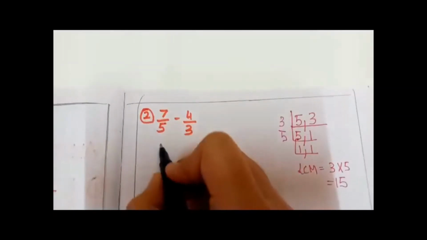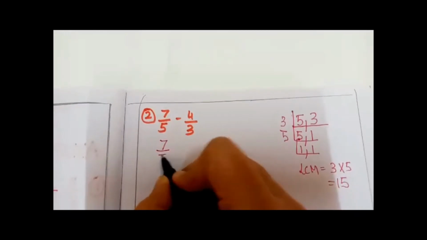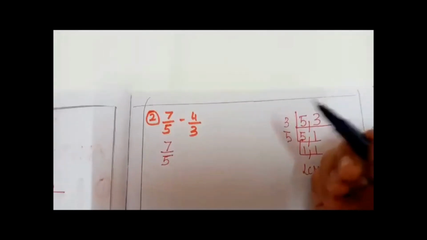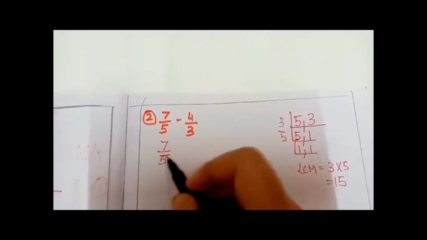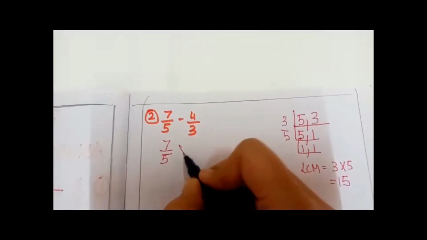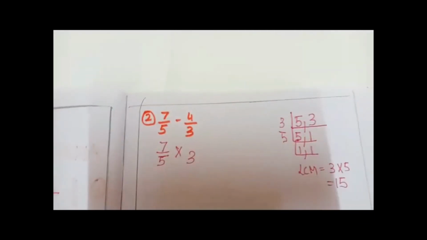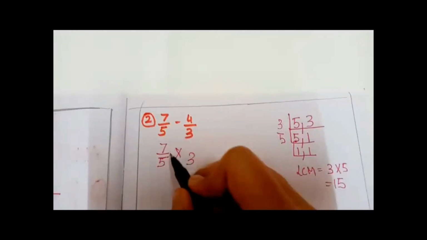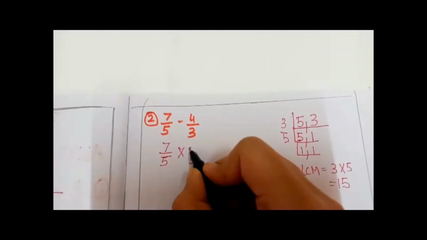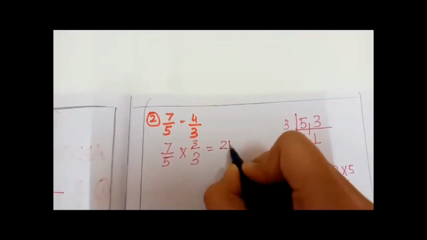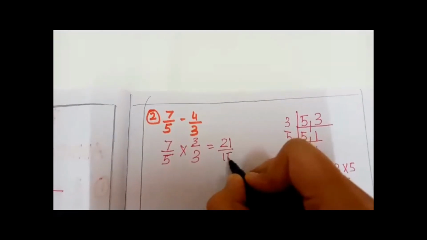So we have to convert both these fractions with denominator 15. Let's take the first fraction, 7 by 5. We have to convert the denominator into 15. So what should we multiply it with? 5 into 3 is 15. As I said before, what we multiply with the denominator should also be multiplied with the numerator. So we'll multiply it by 3. 7 3s are 21. 5 3s are 15. We got 15 as the denominator.